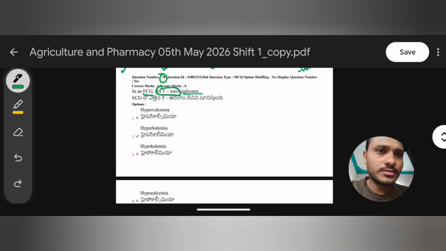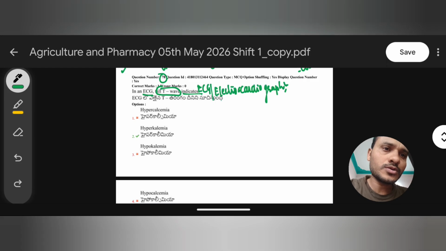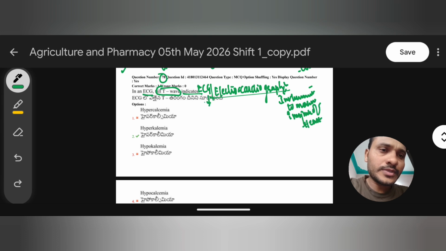So we will analyze the ECG instrument here. ECG means electrocardiograph. It is an instrument to measure electrical impulses of the heart. And this ECG instrument was discovered by a scientist called Antho. Very important: the ECG instrument was discovered by a scientist called Antho.